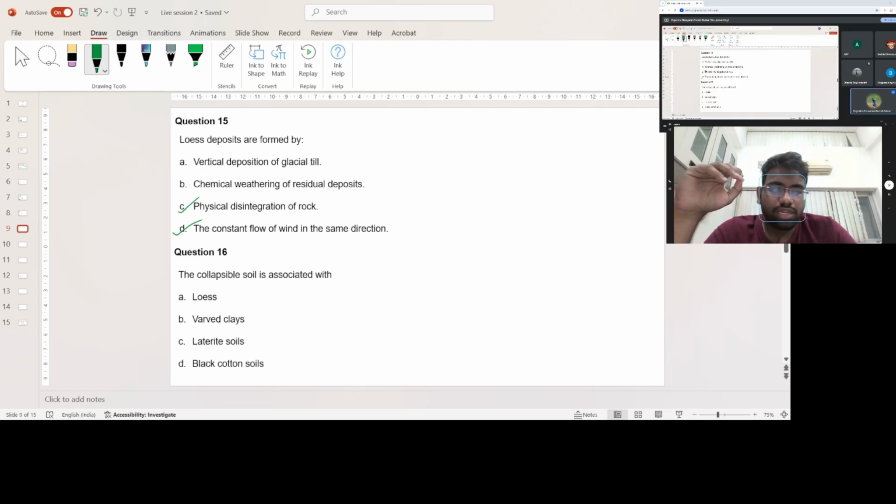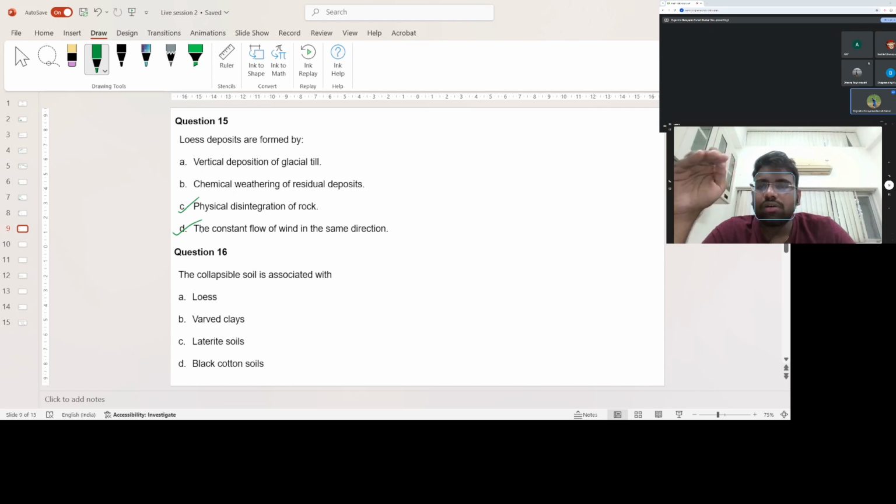I hope it is clear now, right? It is clear, sir. But will answer C also come under this? No, what I mentioned was the most favorable option is option D only. As a broader sense, this is also a result of physical disintegration.